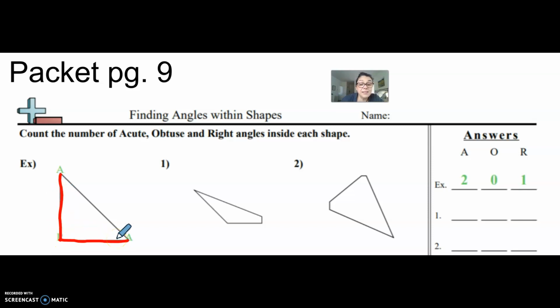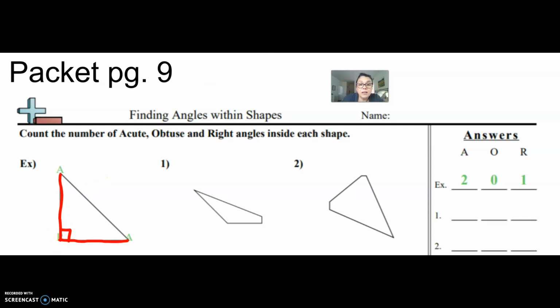This is a right angle. A right angle is a square angle, you could fit a square in the corner, and we now know that that measures 90 degrees. So this shape has one right angle.